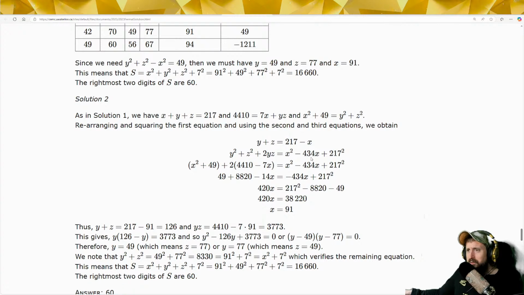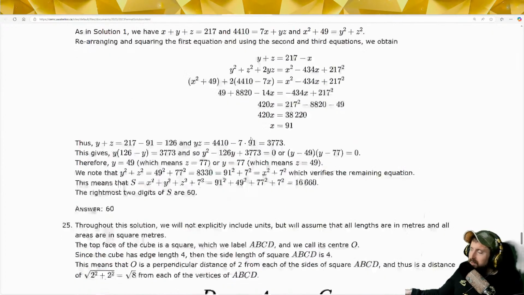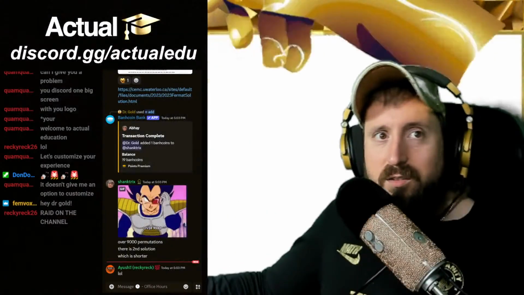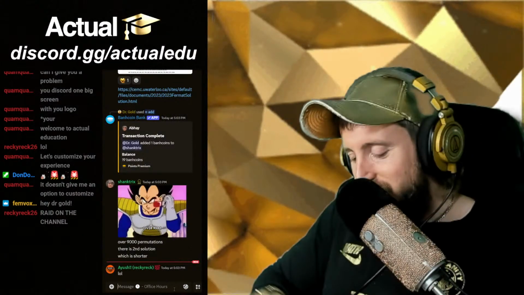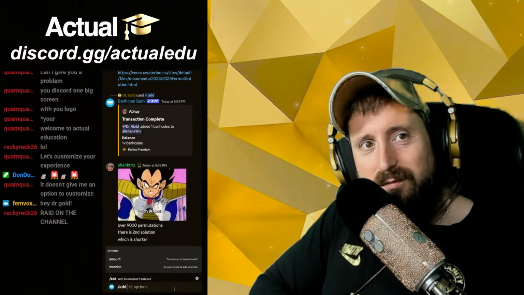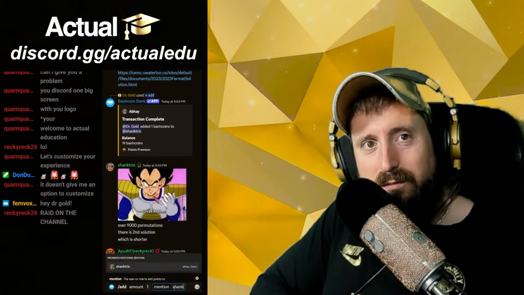Yeah, you could have squared both sides. Rearranging and squaring the first equation and using the second and third equations. Yeah, it's just ugly. It's a cool technique. I'll still give you credit for it, Shantrix, but kind of hurts my soul.